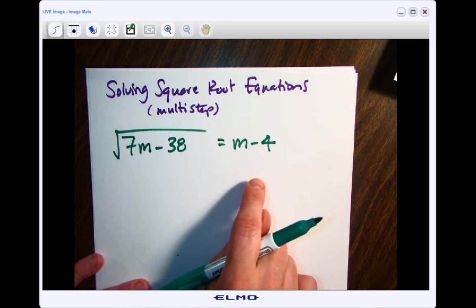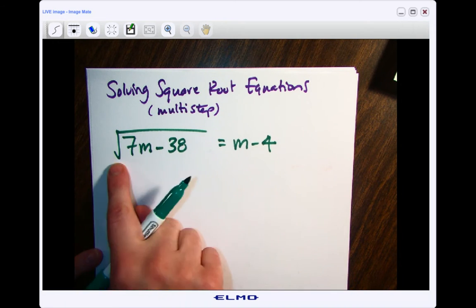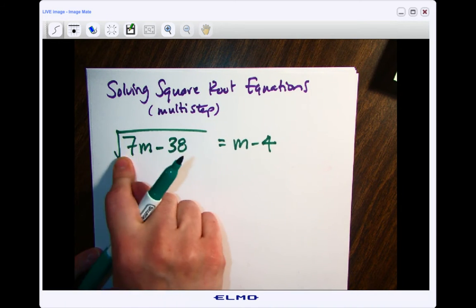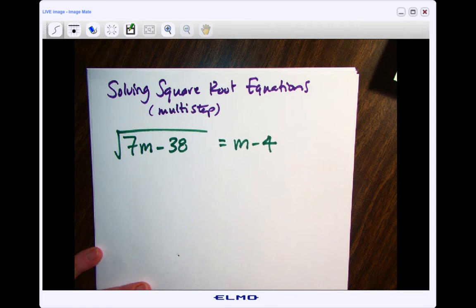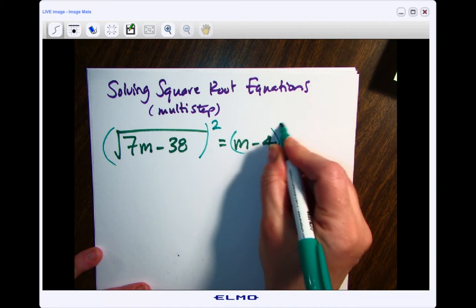Now, the reason why I put this one as multi-step is because it requires maybe just a little bit more algebra than some of the ones that you saw in the other videos. But it's the same idea. I'm just trying to get at this m. The m is inside a radical, so I'm going to get rid of this radical by squaring because it's a square root.